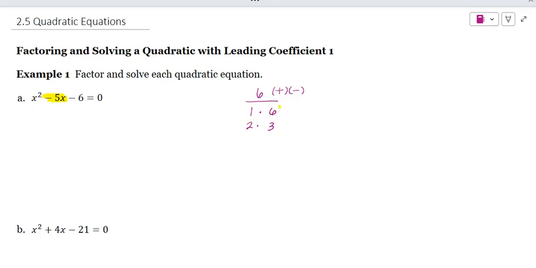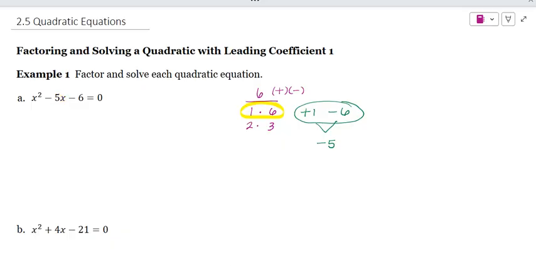So I think I want to go with the 1 and the 6. I want the overall answer to be negative. So if I do a positive 1 and a negative 6, I think that'll combine together to give me a negative 5, which is that middle term. So the numbers that I want to use are plus 1 and minus 6.